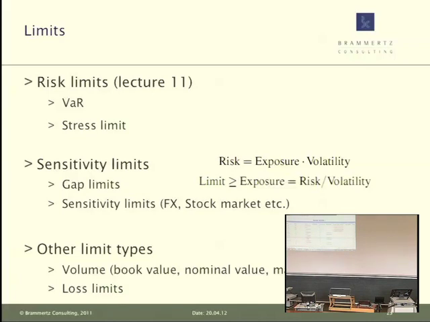Besides that, there are even other types, like simple volume limits. Often you have limits on book values. That's very rough, but maybe better than nothing. Often if you have credit exposure, you do it on book value, because there the book value and net present value are maybe not that far away, and it's better than nothing. And the final one is loss limits. There you calculate the loss, and if the loss hits a certain threshold, you do something.